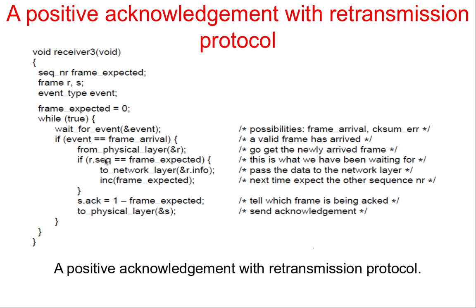And if this is done, then s.acknowledgement is equal to 1 minus frame_expected. That means the acknowledgement number will always toggle between 0 and 1. If it is 0, 1 minus frame_expected will make it 1. And if it is already 1, it is 1 minus 1, that will make it 0. So that acknowledgement number is always toggling between 0 and 1. And to physical layer, it is now giving the acknowledgement of s.